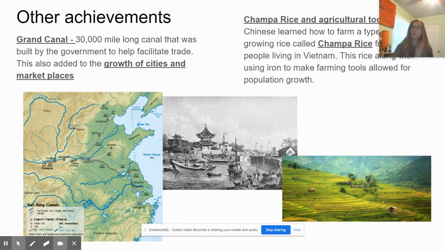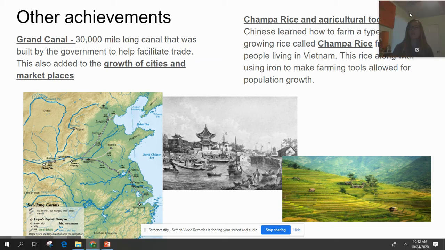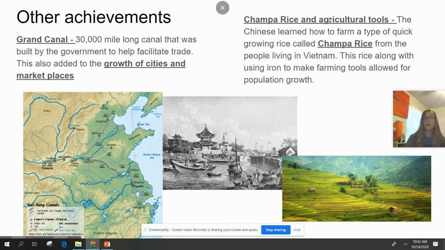So if you remember back to our characteristics of empires, something that's going to help an empire to keep control is this facilitation or this help of trade. And then next over here, champa rice. And so just like with the Neolithic Revolution, this new use of champa rice, the Chinese are going to borrow this from the people of like around Vietnam. This is going to help their population to grow.